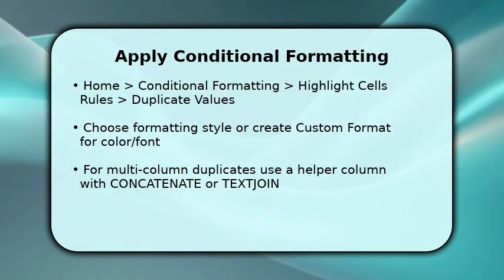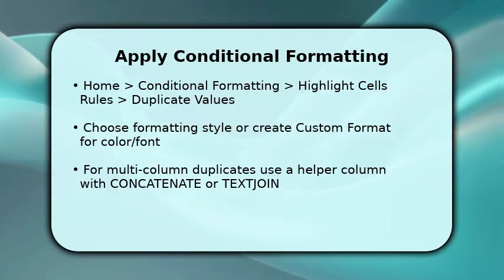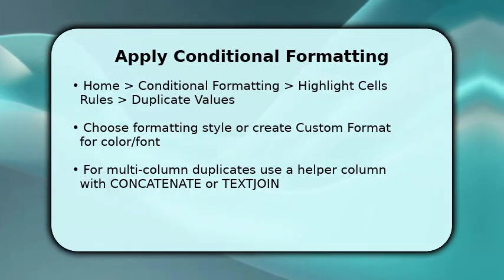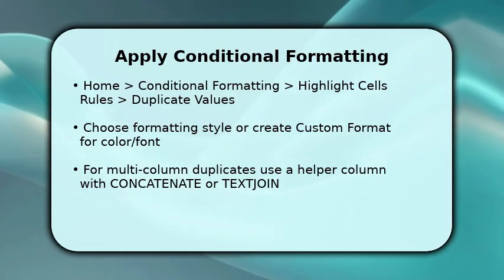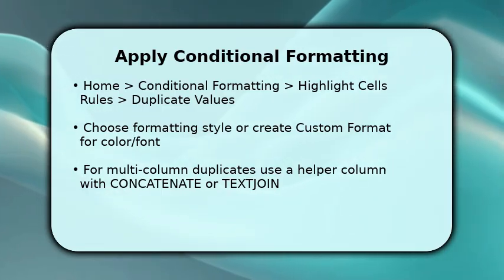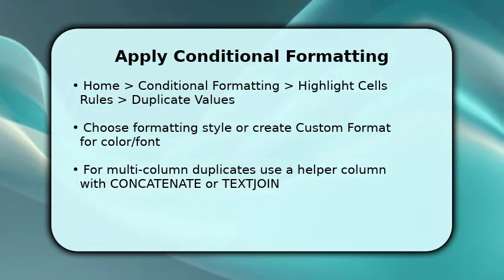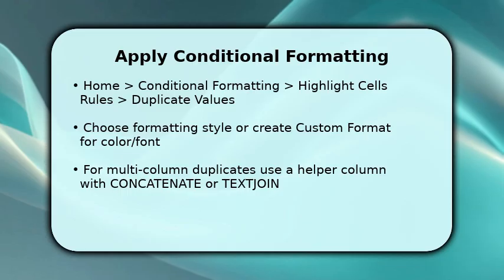Go to Home, Conditional Formatting, highlight cells rules, then duplicate values. Pick a highlight color that stands out. If you need a custom style, choose Custom Format and set fill, font, and border so duplicates pop.